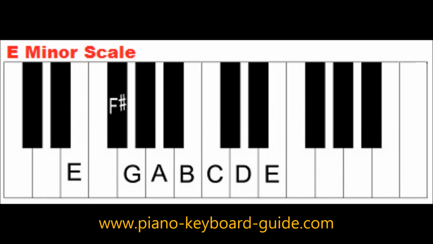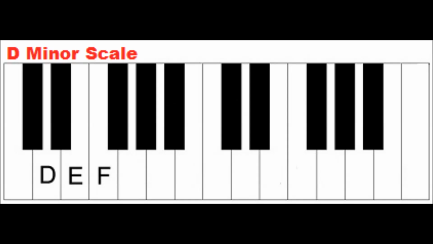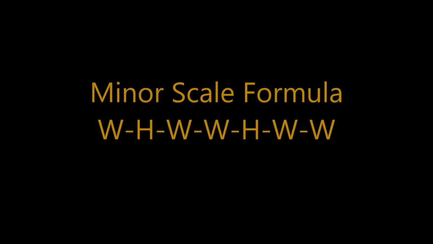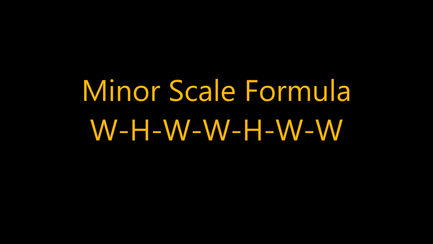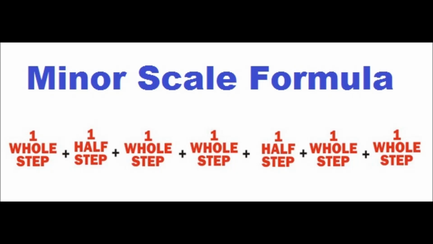Want to try one more? Let's start on D. From D, we move a whole step to E, a half step to F, a whole step to G, a whole step to A, a half step to B flat, a whole step to C, and another whole step to D. So clearly, as long as we have our minor scale formula, W, H, W, W, H, W, W, it's easy to form any minor scale. We can start anywhere on the piano.